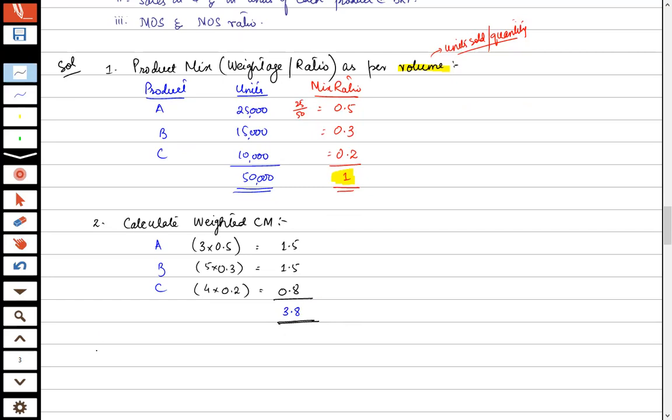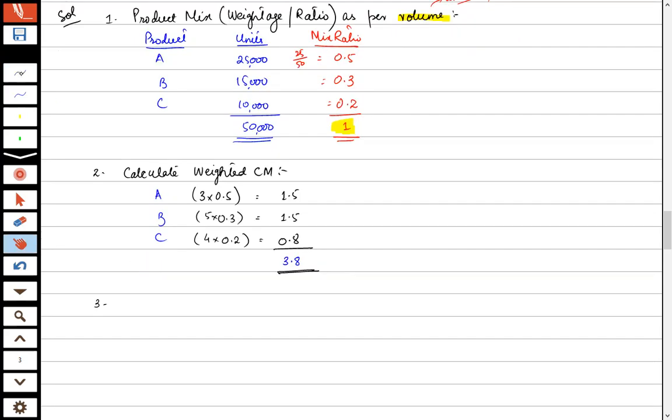Then at step number 3, we will calculate break-even sales in units.